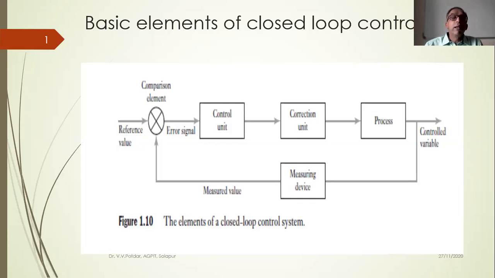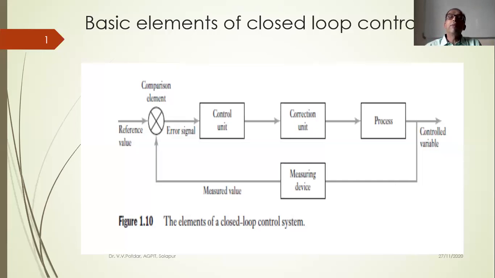Okay, and then from the left hand side, if we start our block diagram, we have a summing point or error detector, which does the work of comparison. So that's why it is called a comparison element. What does it compare? It compares the set value with the feedback value or the measured value. Then whatever is the deficit, whatever is the error, that error is suitably modified, manipulated, amplified, and then it is given to your control unit and then correction unit.